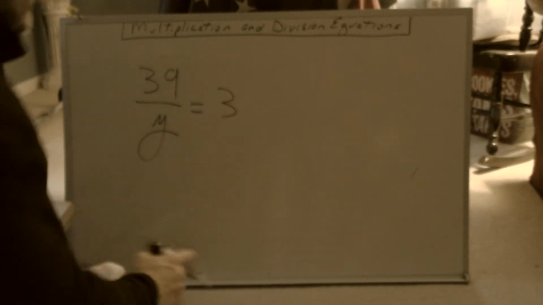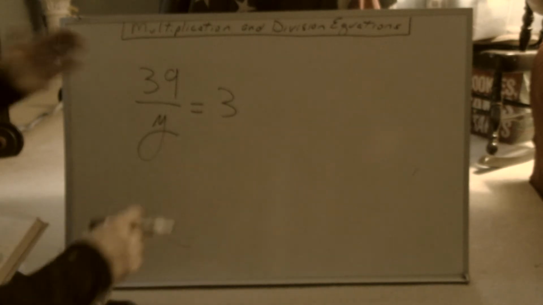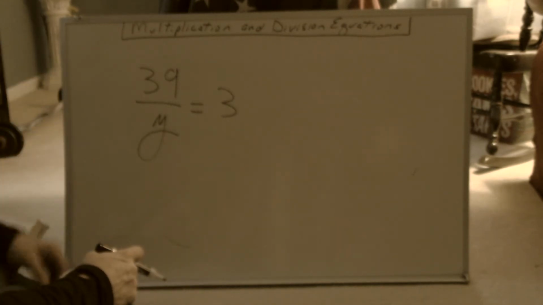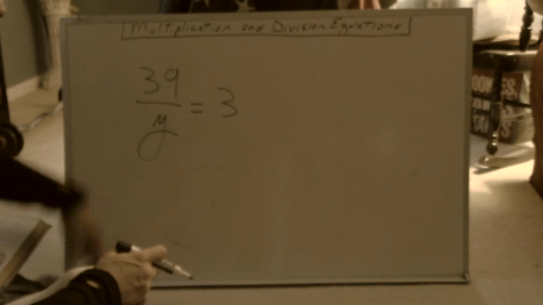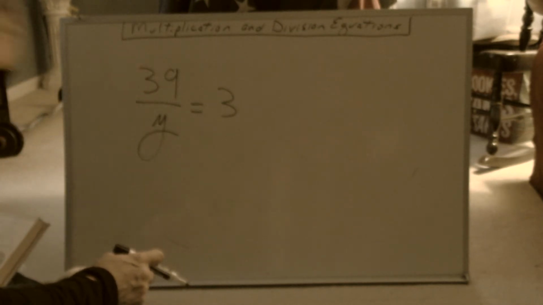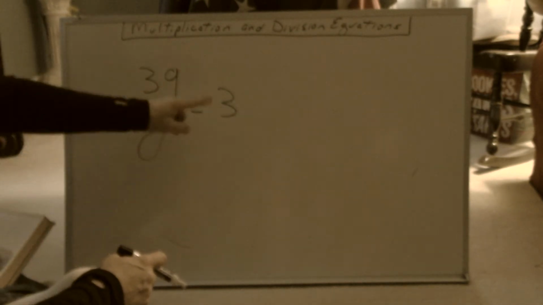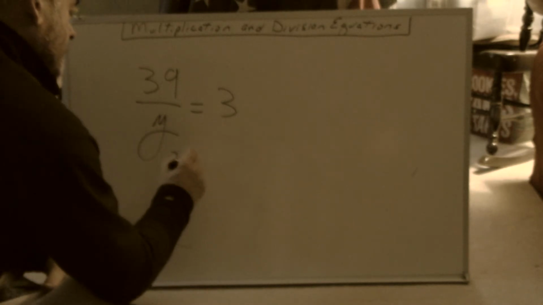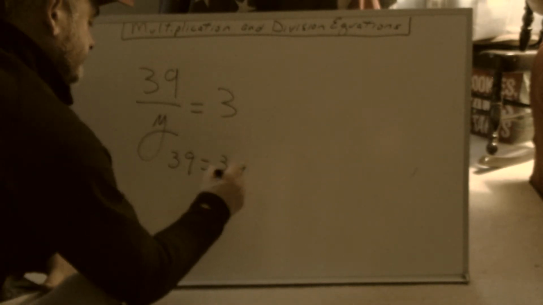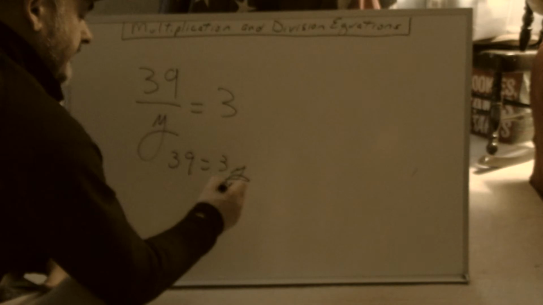Okay, 39 divided by y is 3. 39 divided by what number is 3? Do the procedure I told you. Multiply the y times the 3. 39 equals 3y. Then we divide by 3.